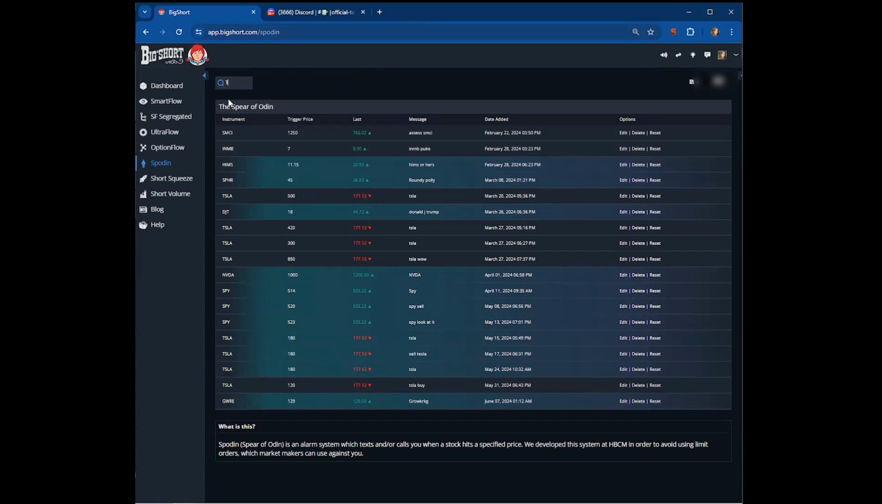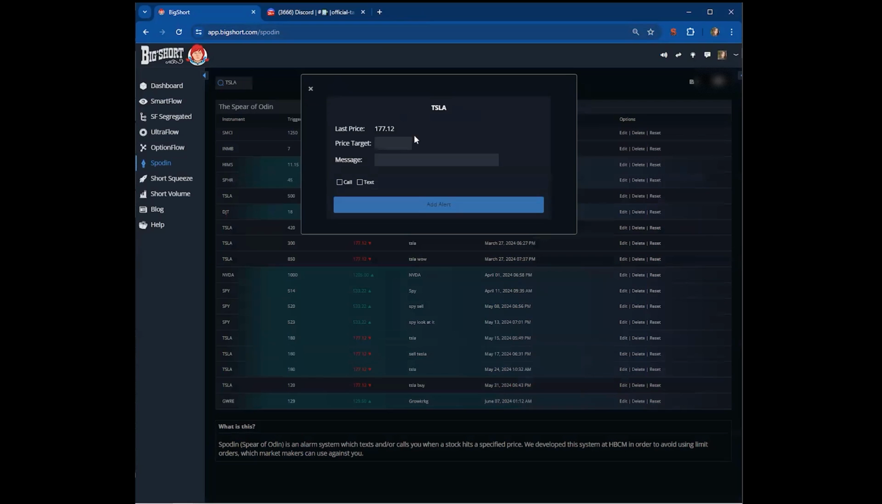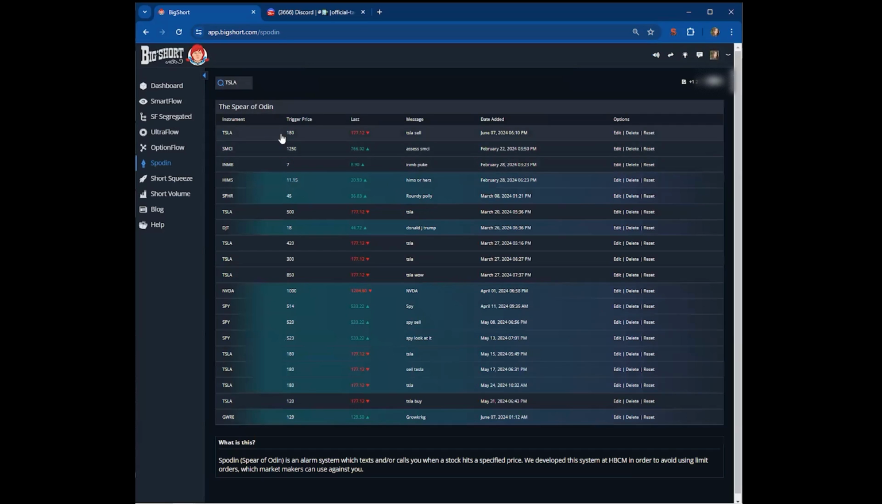It's super easy to set. You just need to type in the ticker and what the price target is, type in a message for yourself, decide whether you want it to call or text you or both, and add the alert. And then as long as your phone number is saved in the upper right-hand corner, once that price is hit, you will get a call and a text.